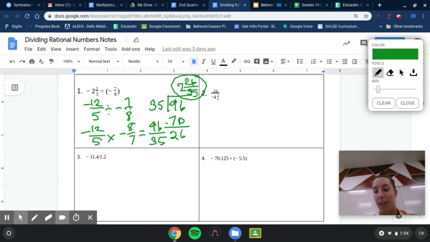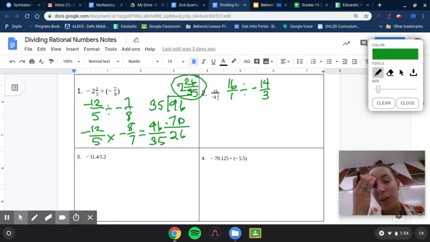Okay, then I'll move on to my next one. I like to rewrite this so I can see it a little bit better. So this problem, I see it as 16 over 1 divided by, and I'm going to do bottom times the whole plus the top, which would make this negative 14 over 3. I'm going to do keep, change, flip, or find the reciprocal. So keep, change, and the reciprocal of negative 14 over 3 is negative 3 over 14.